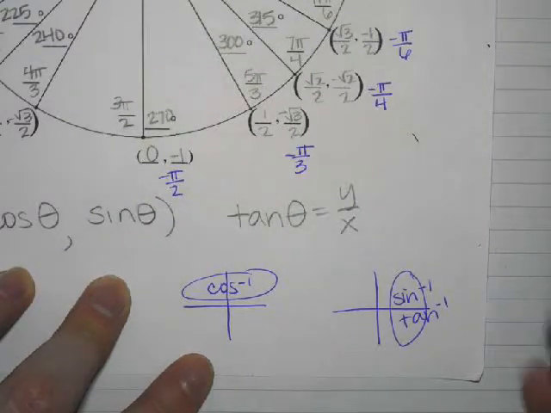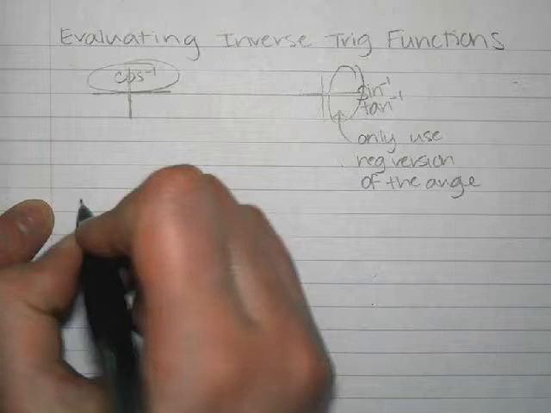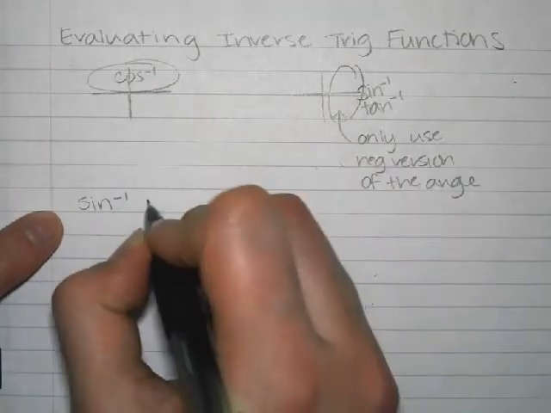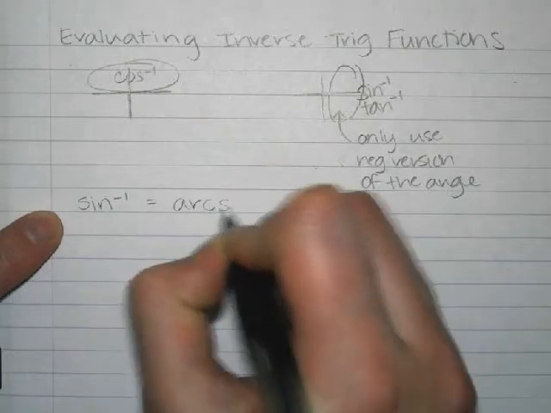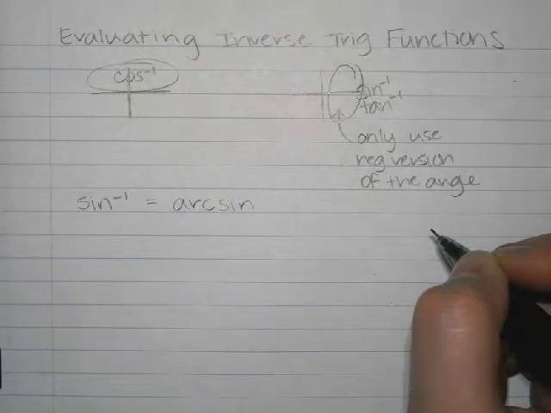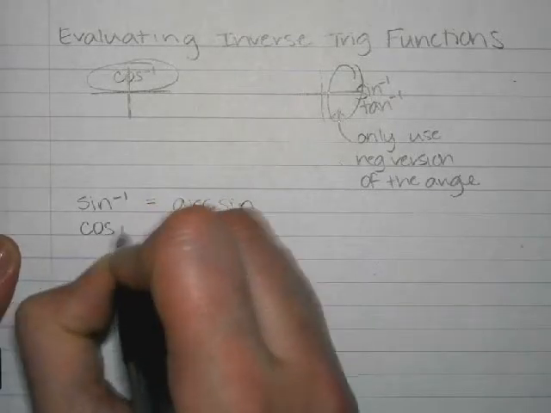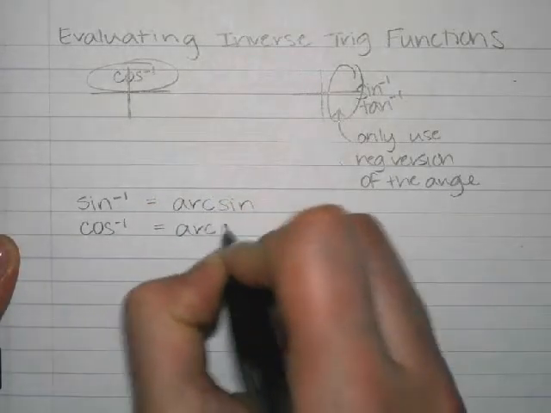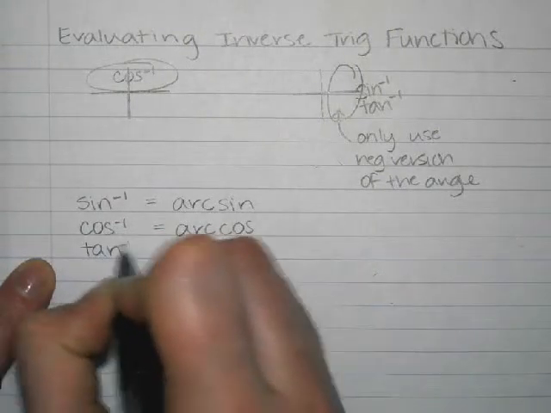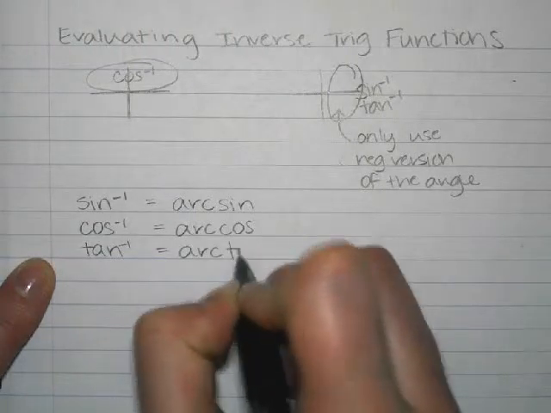All right, so if we go back to our notes, you will see problems that say sine inverse. And sine inverse is the same thing as arc sine. So they could say sine inverse, they could say arc sine, they're technically the same thing, okay? Cos inverse is the same thing as arc cos. Tan inverse is the same thing as arc tan.